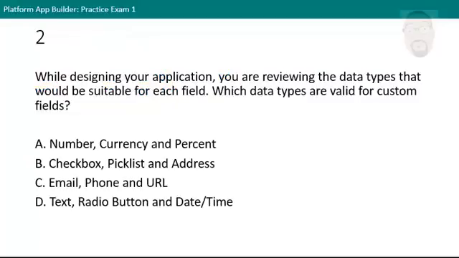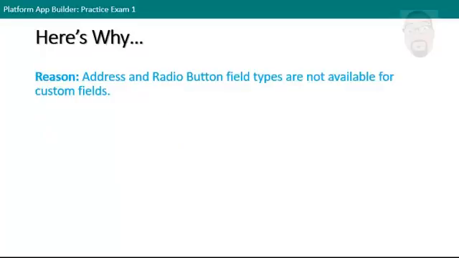While designing your application, you are reviewing the data types that would be suitable for each field. Which data types are valid for custom fields? Number, currency, and percent, and email, phone, and URL. Address and radio button field types are not available for custom fields.